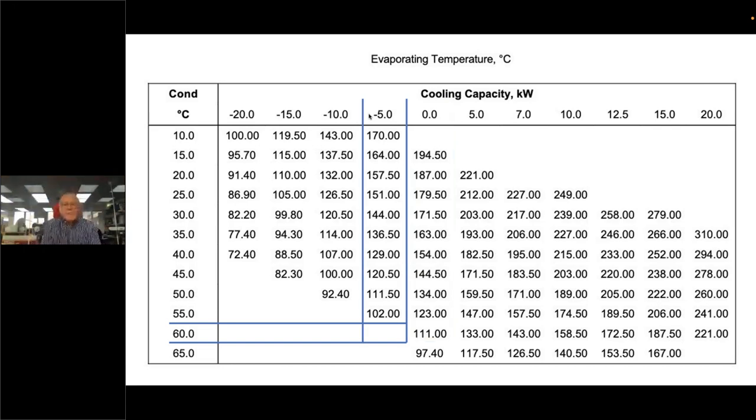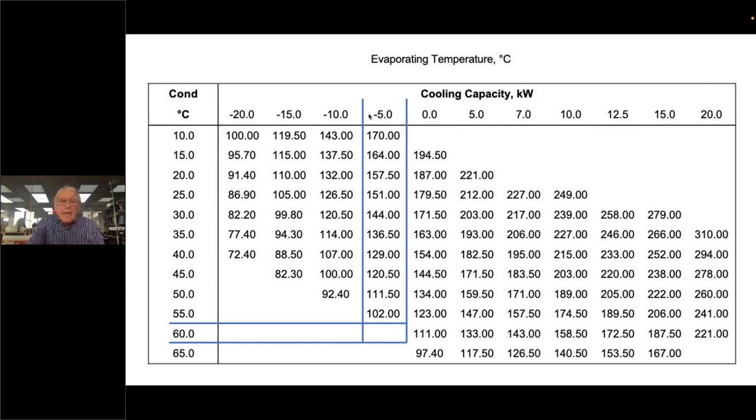However, if I now move to -5 degrees C through system aberrations, blocked filters, inadequate chilled water flow rate, blocked strainers, a failed evaporator, and so on, then if I attempt to condense at 60 degrees C, I'm actually out of limits. So there will be a cooling capacity. It's not dedicated or shown here on the chart, but it will suffer, the compressor will suffer adversely as a result.